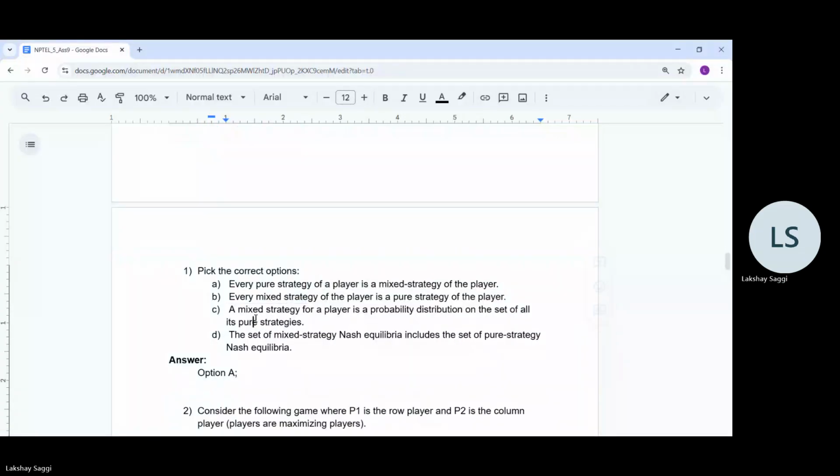Okay, I think now I'm able to share my screen. I hope my screen is visible now. Yeah.